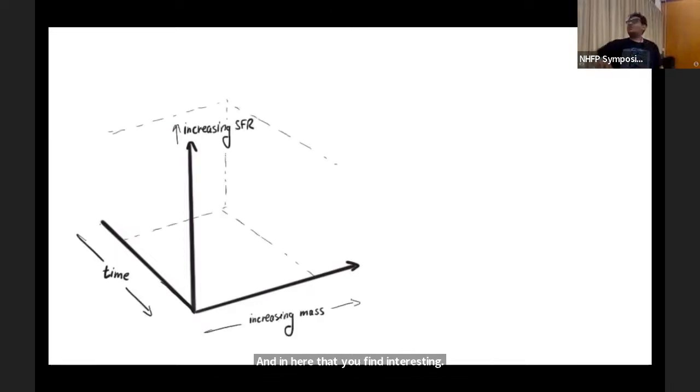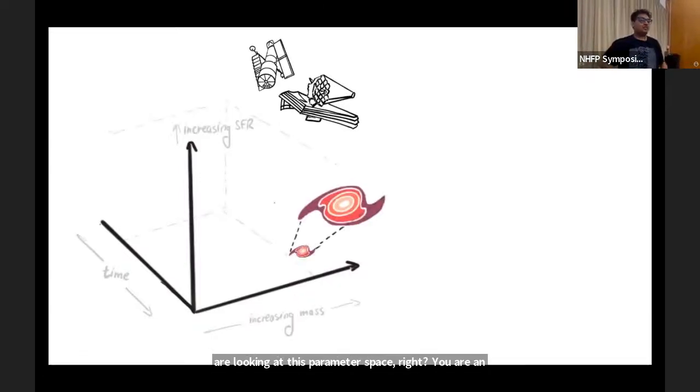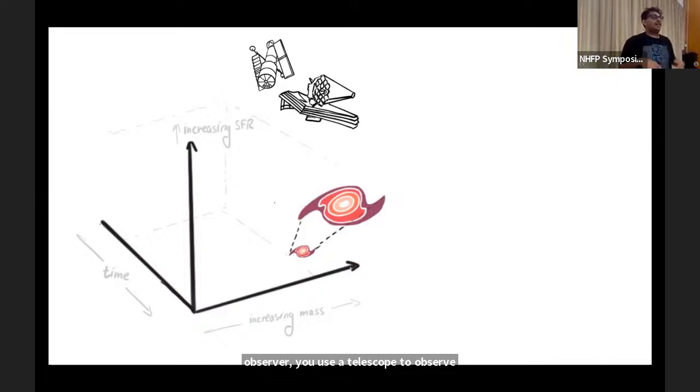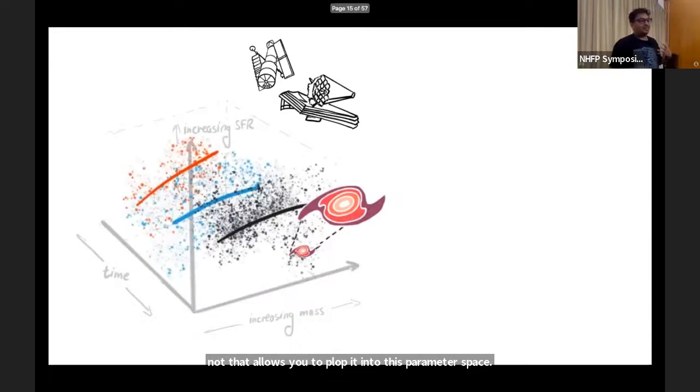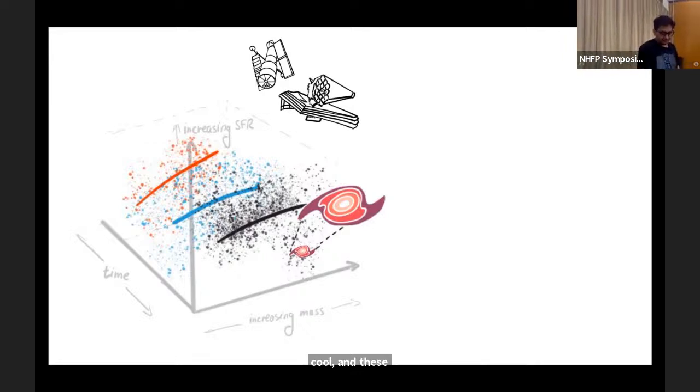But suppose you are looking at this parameter space, right? You're an observer, you use a telescope to observe a galaxy, you analyze it somehow and compute what redshift it's at and how massive it is and whether it's forming stars or not. That allows you to plop it into this parameter space. This is for individual galaxies, and you can study them. When you start looking at ensembles of galaxies, it fills up the space and gives you all of these really cool looking emergent scaling relations. And these relations themselves evolve over time or over redshift.